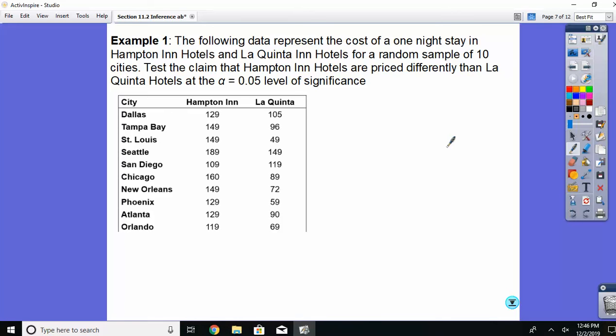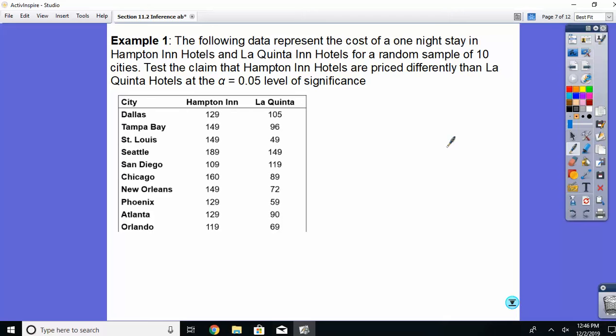So the following data, I think I left you a few blank slides after this one, represents the cost of a one-night stay in a Hampton Inn hotels and La Quinta Inn hotels for a random sample of 10 cities. Test the claim that the Hampton Inns are priced differently at the alpha equals 0.05 level of significance.